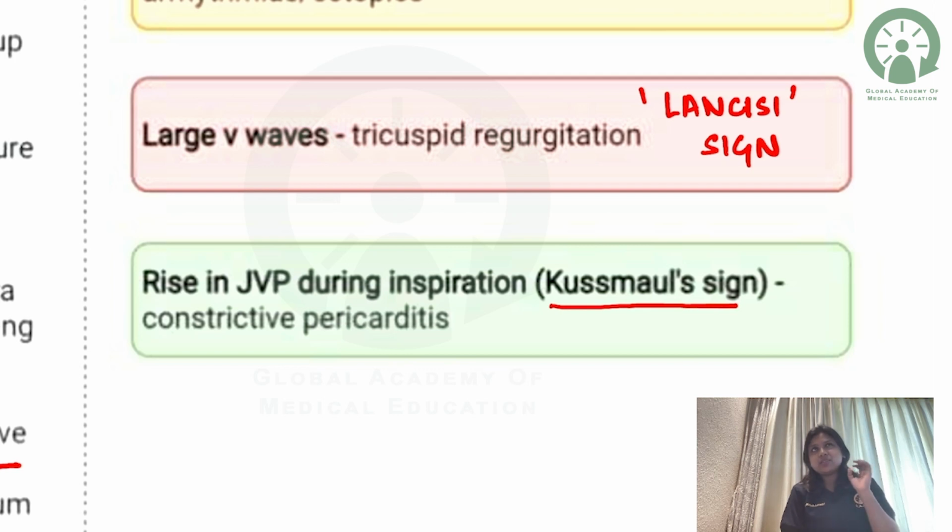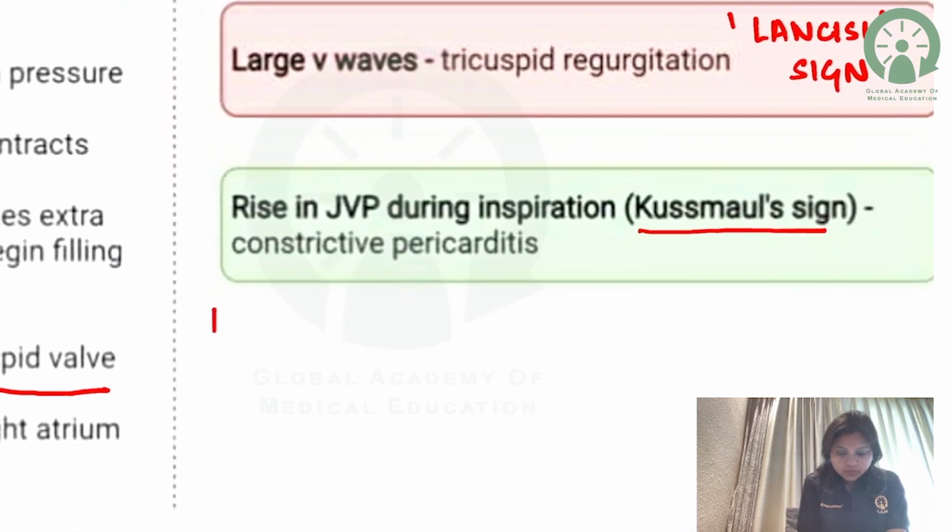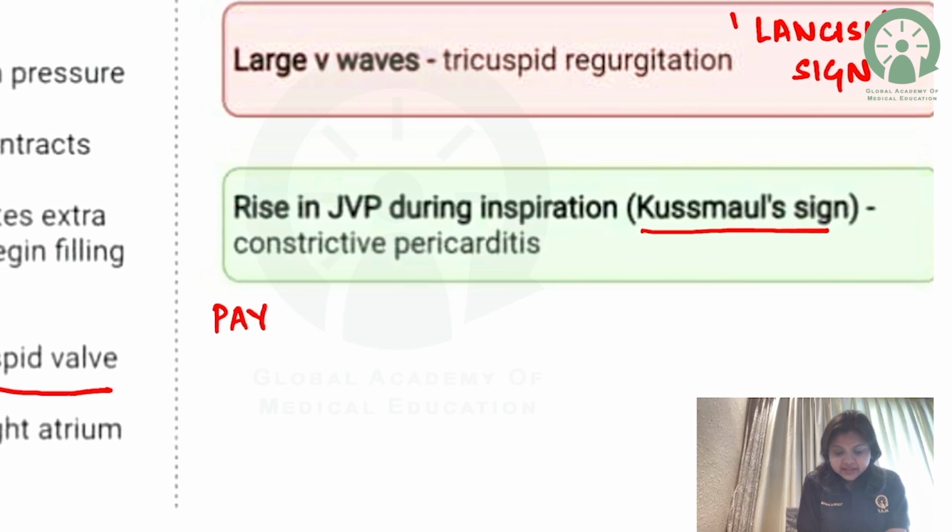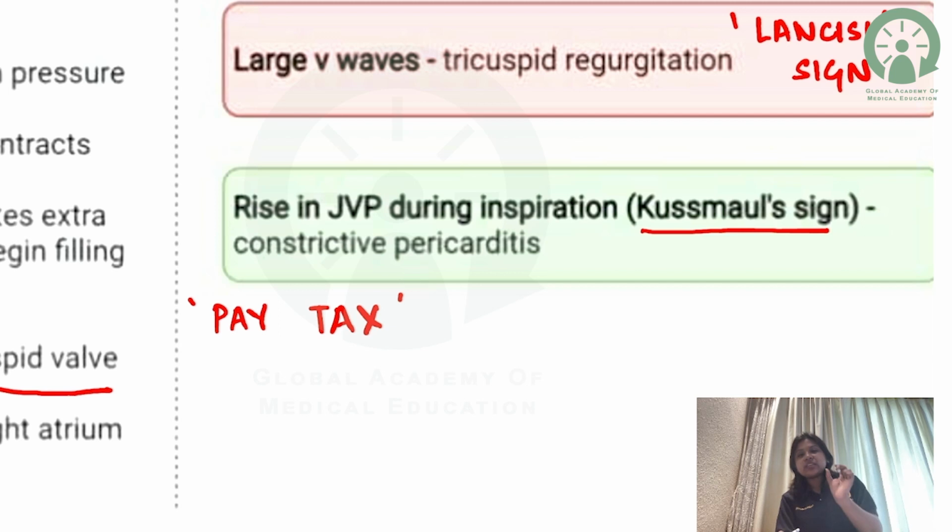So let me say a few points regarding constrictive pericarditis. For this, you need to remember one mnemonic. That mnemonic is PAY TAX. I got this mnemonic from one of the YouTube videos only.